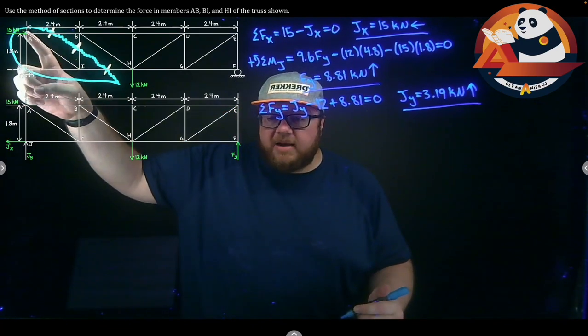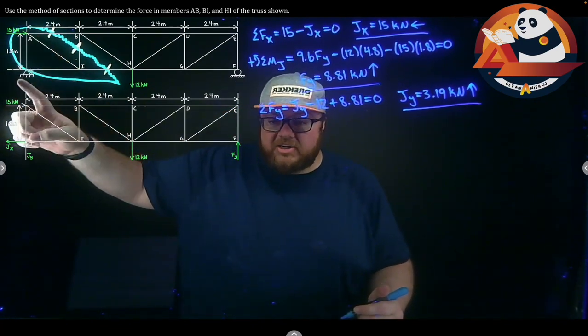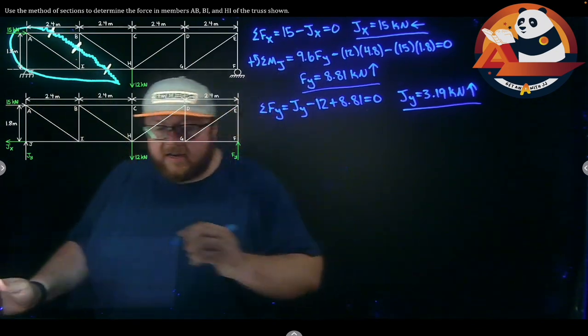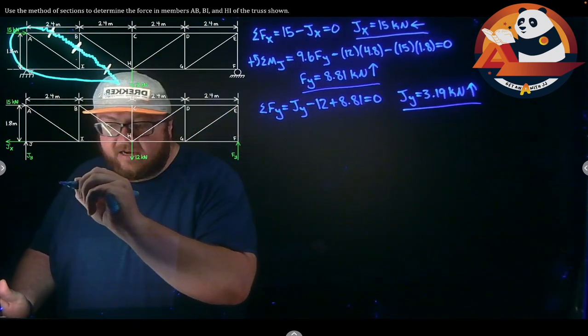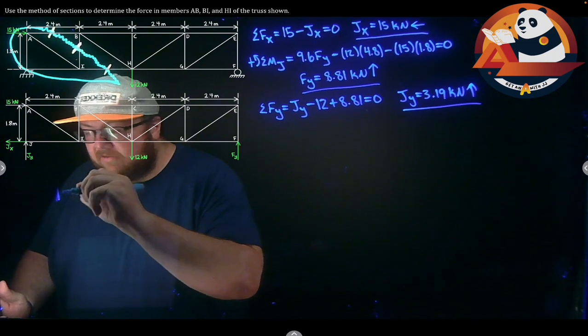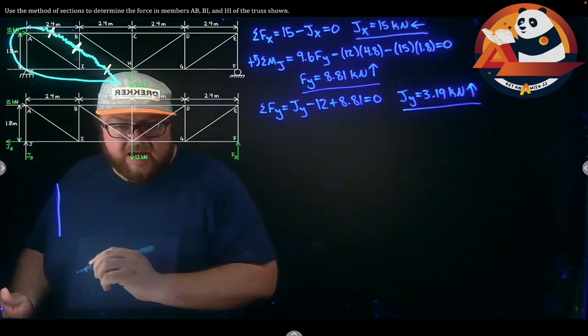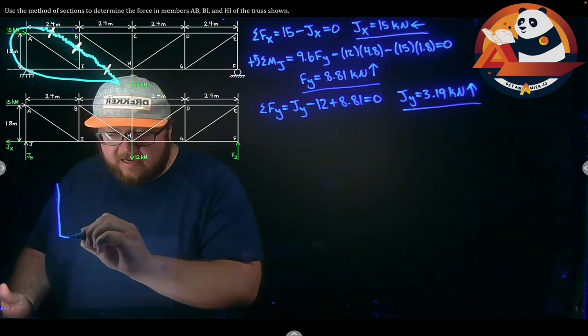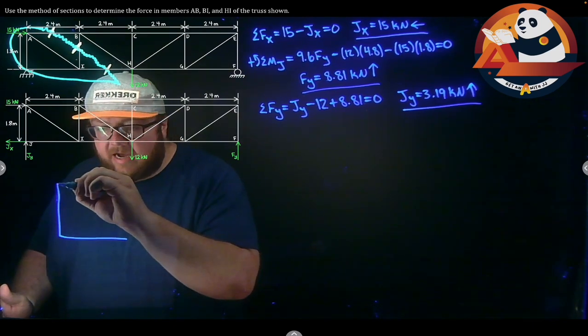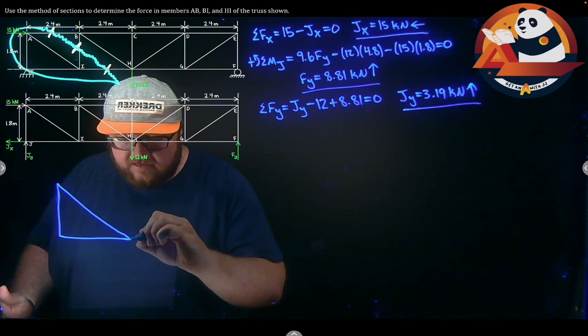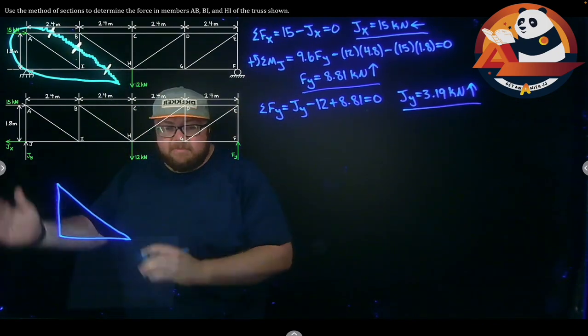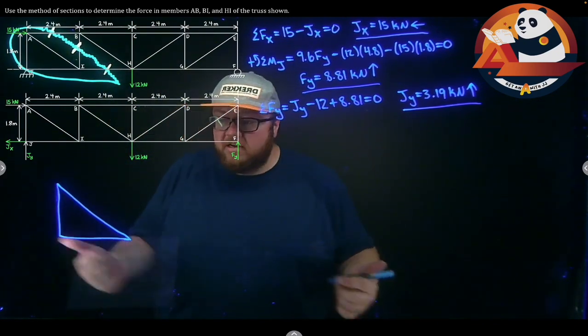So let's get my uncut members first. AJ, JI, AI. Just a triangle is really all that I'm drawing here. This is my section free body diagram for everything. So I have AI, or AJ, IJ, AI. That's my uncut members in here. From there, it's just starting to put in forces on that.